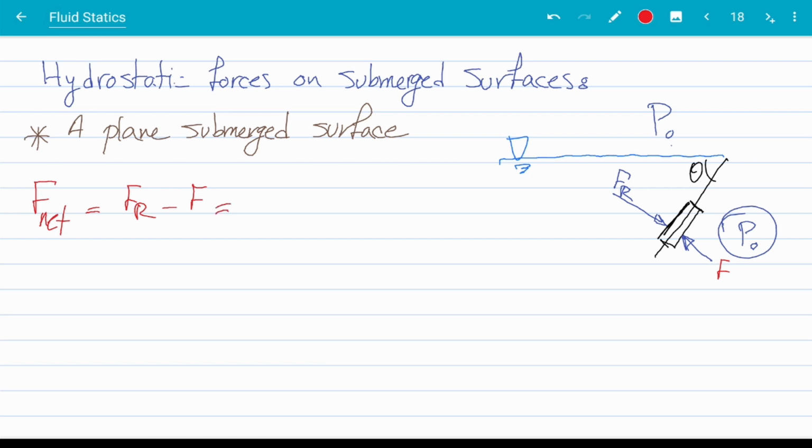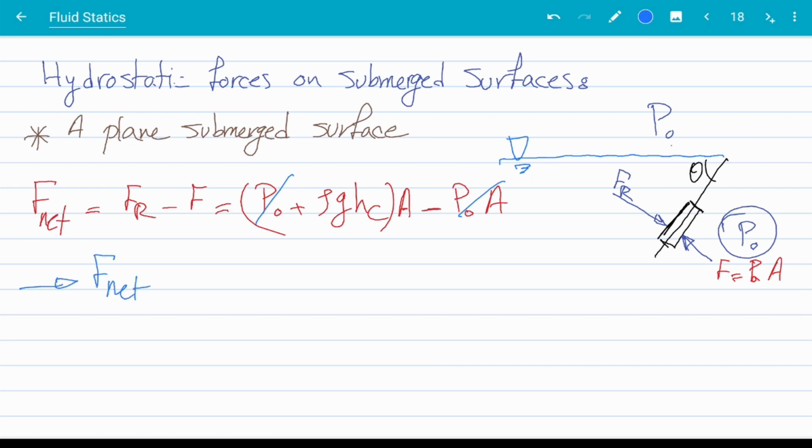So P0 plus rho g hc times A, which is the Fr, the liquid, minus, now F here is going to be P0 times A, because the pressure of atmospheric air is constant. So P0A. P0A cancels P0A, and you get that net force is rho g hc times area.